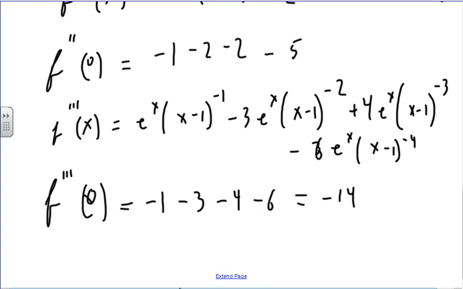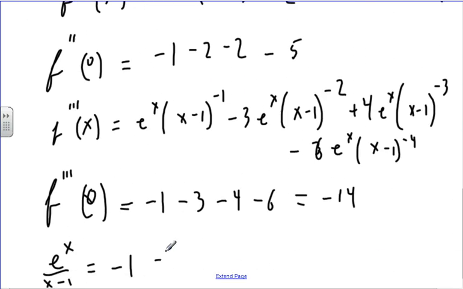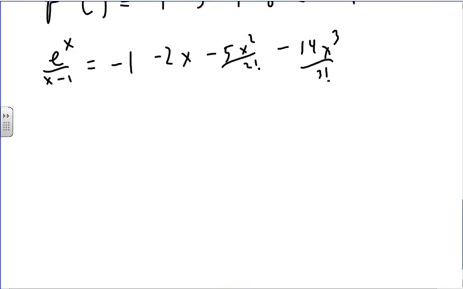All right, so I'm ready. We're doing e to the x divided by x minus 1, which is going to be minus 1 minus 2x minus 5x squared over 2 factorial, which is really 2, minus 14x cubed over 3 factorial. Okay. Now we're going to check our work.